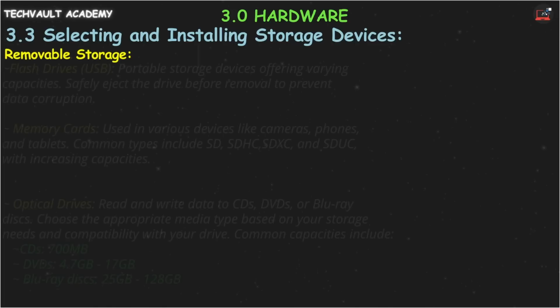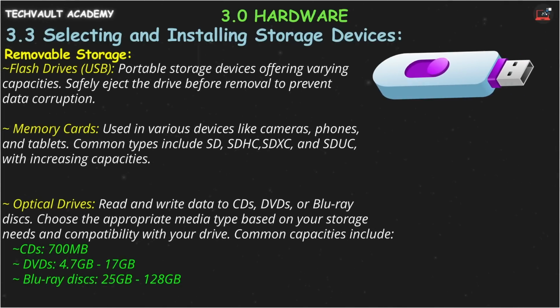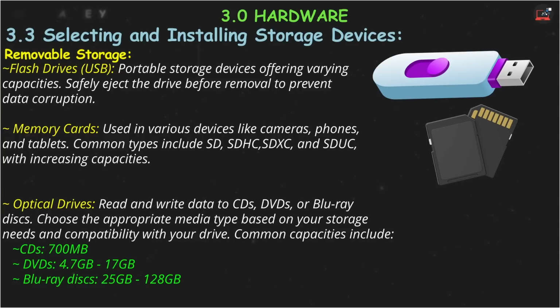Removable storage. Flash drives, USB, portable storage devices offering varying capacities. Safely eject the drive before removal to prevent data corruption. Memory cards, used in various devices like cameras, phones, and tablets. Common types include SD, SDHC, SDXC, and SDUC with increasing capacities.